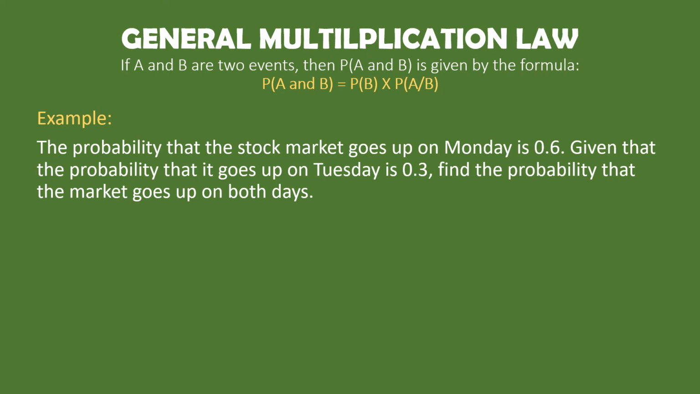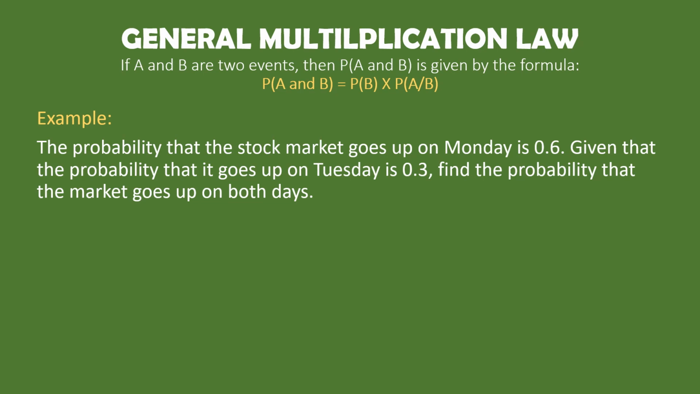We also have what we call the general multiplication law. This states that if A and B are two events, then the probability of A and B is given by the formula: probability of A and B is equal to probability of B times the probability of A given B. This law is actually a derivation of the conditional probability law. As you can see, all the terms in the formula are similar to the one on conditional probability.